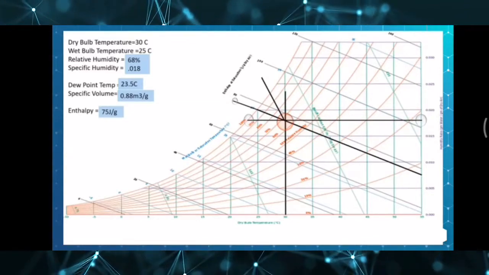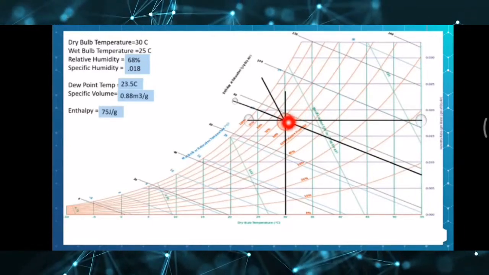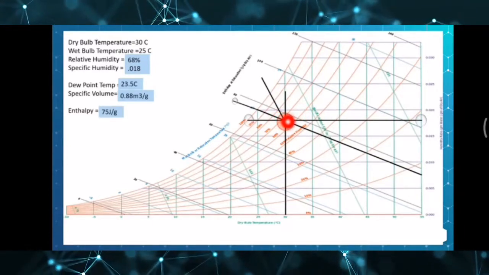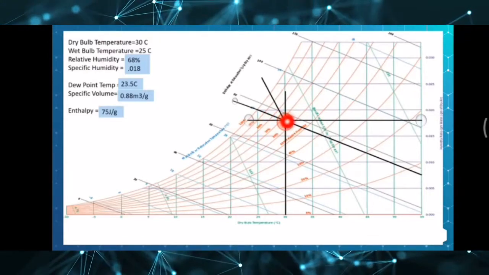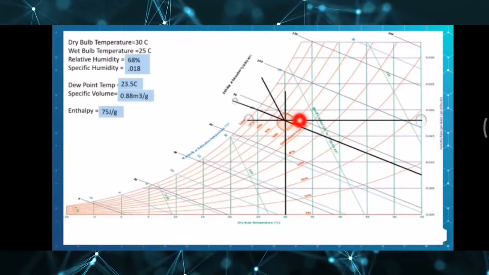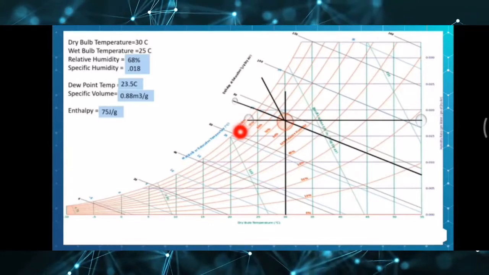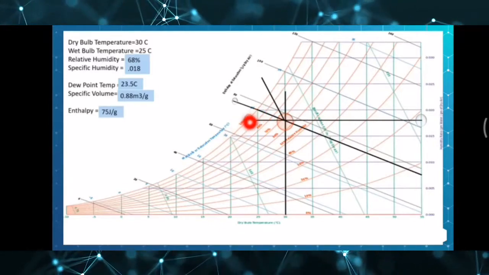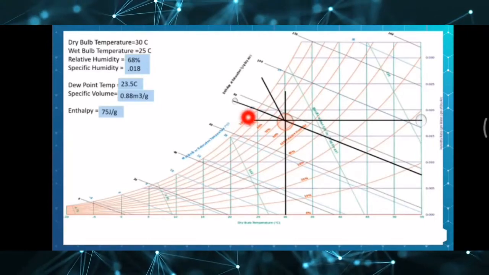Next is the dew point temperature line. From the point of intersection, we go horizontal to the saturation line. So this is the line for our dew point temperature, and it is between 20 and 25. So our dew point temperature is around 23.5.